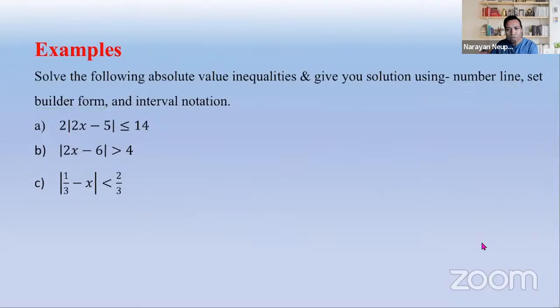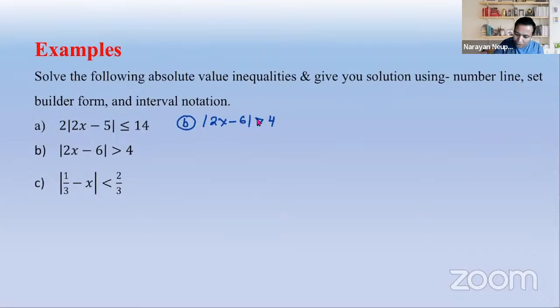Okay, we'll move on to the second example. Example 2. Let's solve B. In B, we have the absolute value of 2x minus 6 is greater than 4. Now you can see here we have a greater than.